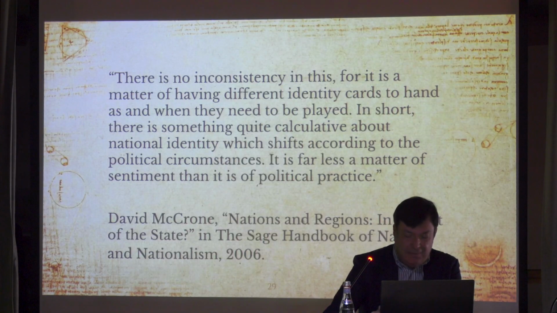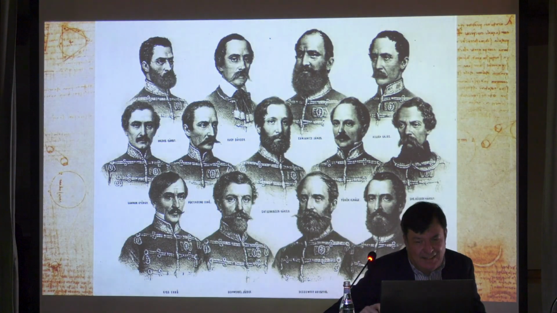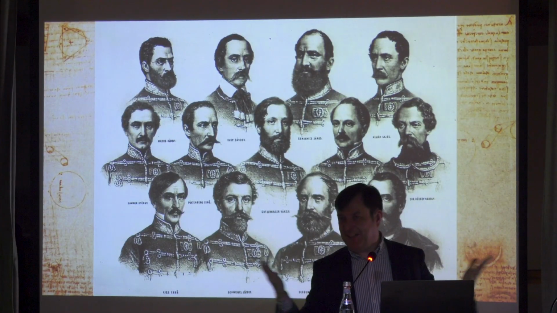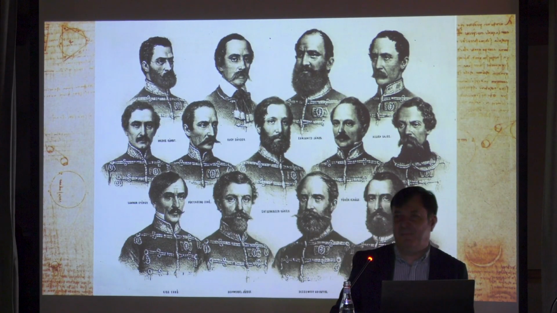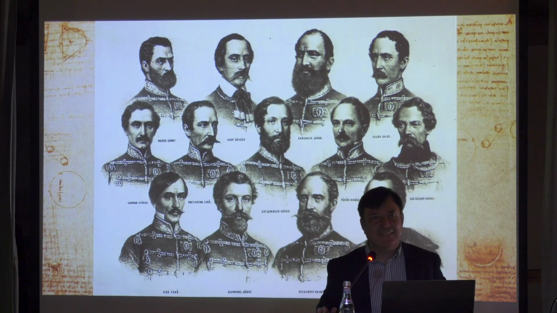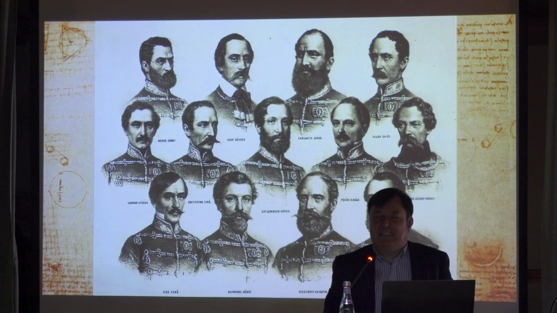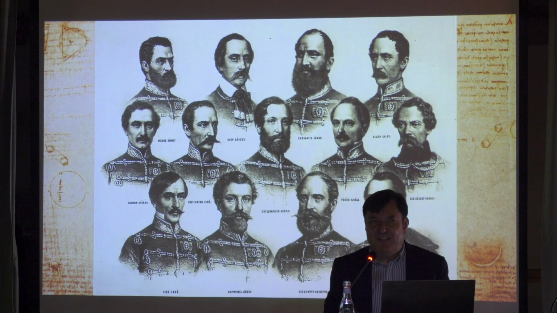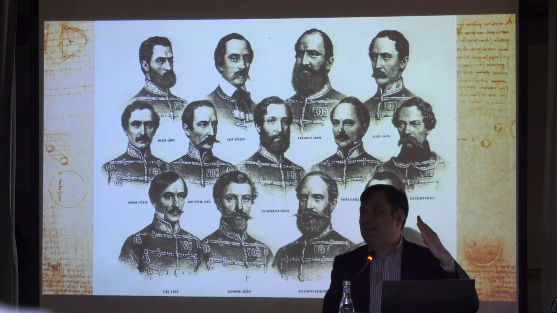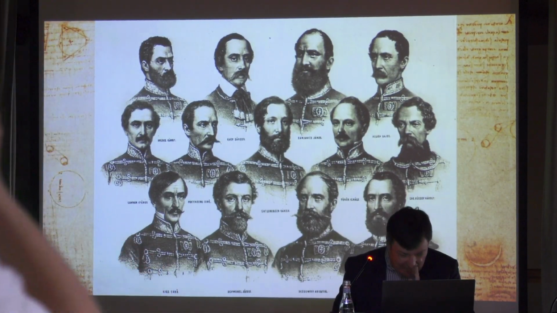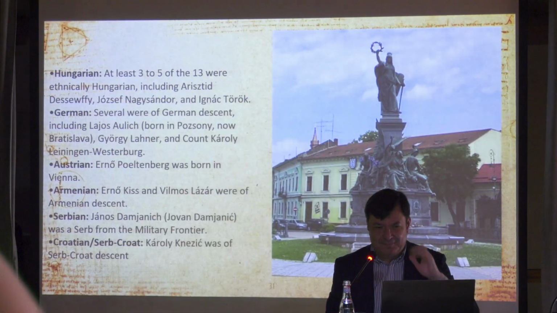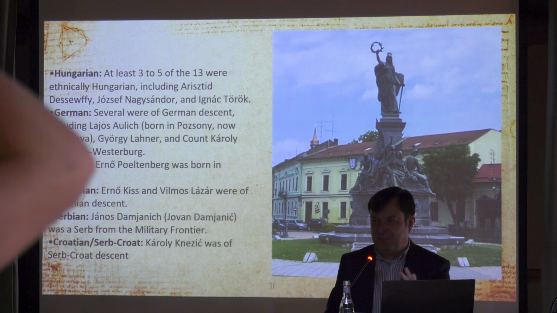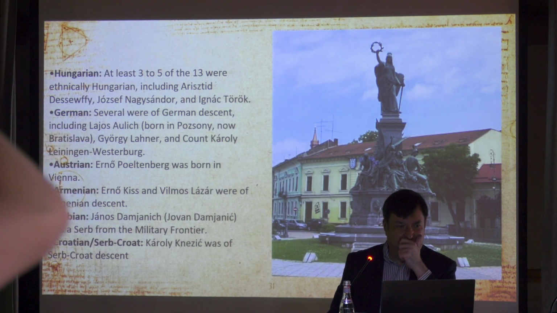Now, let us give another example. These are the martyrs of Arad, famous to you, of course, the 13 martyrs of Arad. Very important for the Hungarian national consciousness. So, the tragic victims of Vilagos. And there are two monuments, Romanian and Hungarian. But I will focus on the Hungarian.